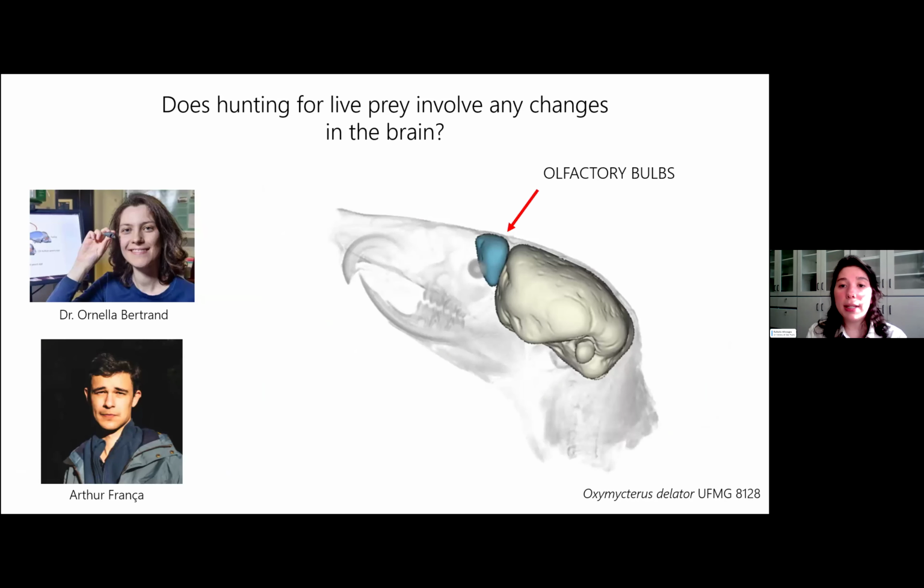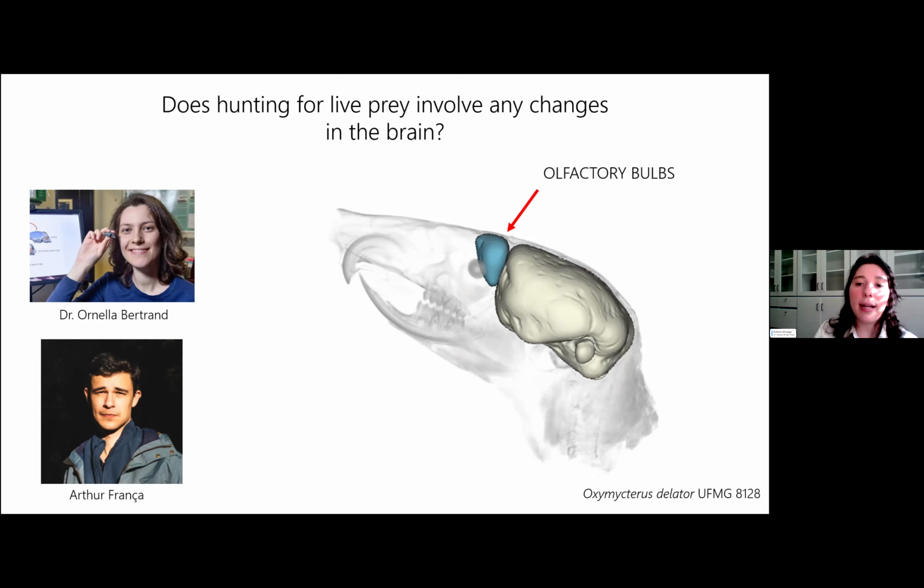And with endocasts, we can compare specific areas that are thought to be related to hunting activities, such as the olfactory bulbs. And the olfactory bulbs, highlighted here in blue, receive neural input about smells that are detected by cells in the nasal cavity. And we would expect larger bulbs in predatory species, considering that they can use the sense of smell to find prey.